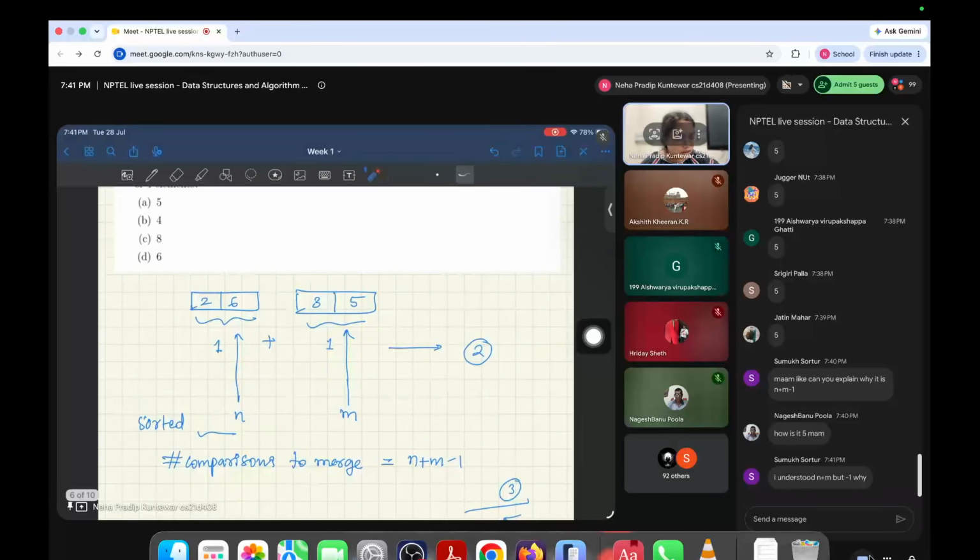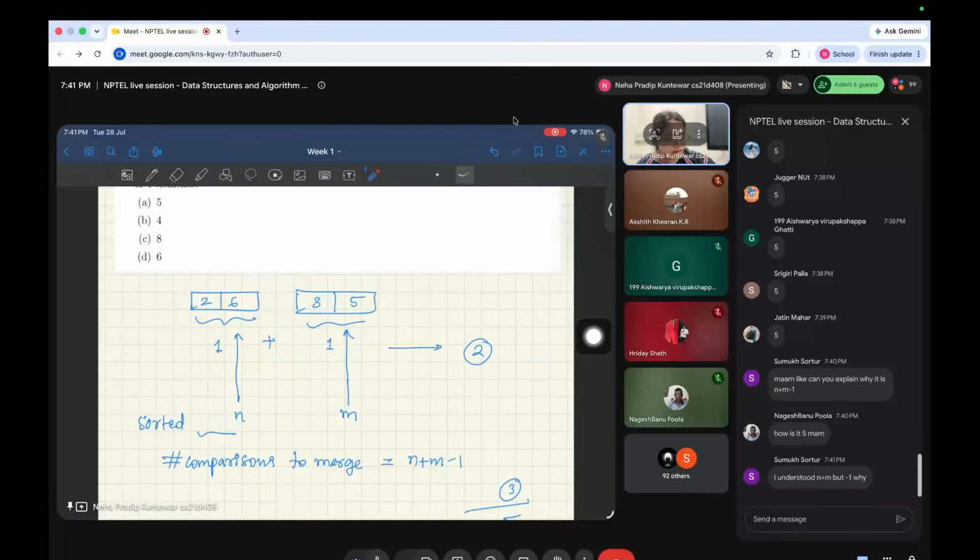Let's just look at this example and see what happens. I hope you agree that here you needed one comparison to sort this smaller array, and one comparison to sort this array. It could have been in any order, right? So you have spent two comparisons already. Now your task is to merge these two.